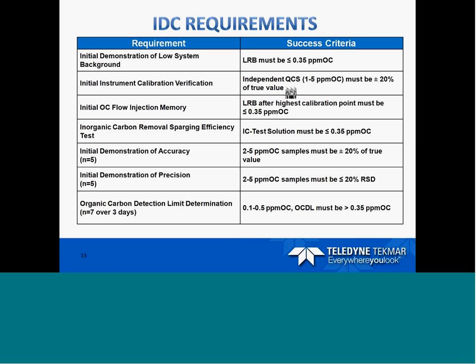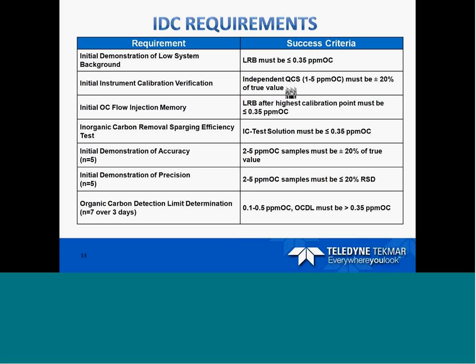We're talking more of drinking water and source waters, and we're looking more at lower levels. For this paper, we ran a calibration range of 0.5 ppm to 25 ppm. So your independent quality control sample has to be between 1 and 5 ppm, and it must be within plus or minus 20% of its true value.